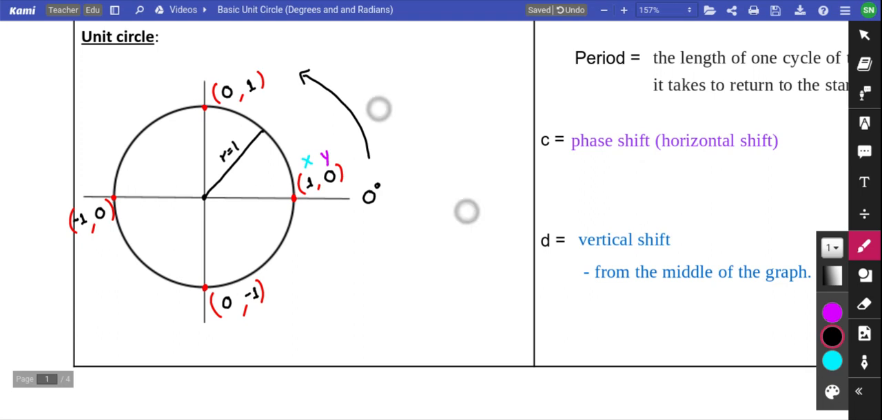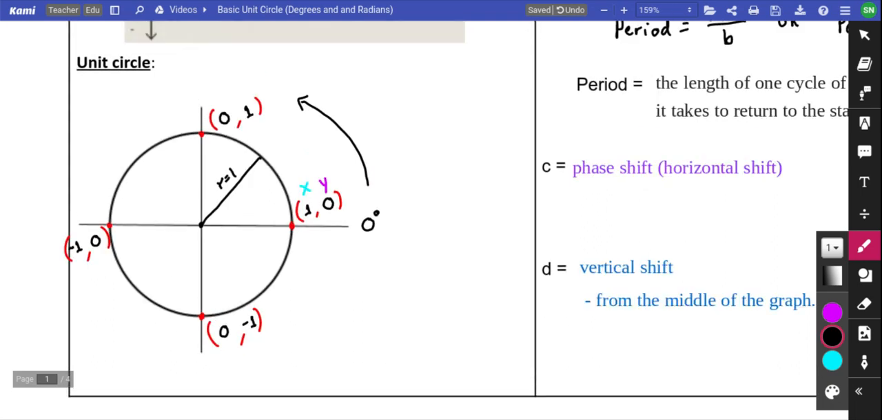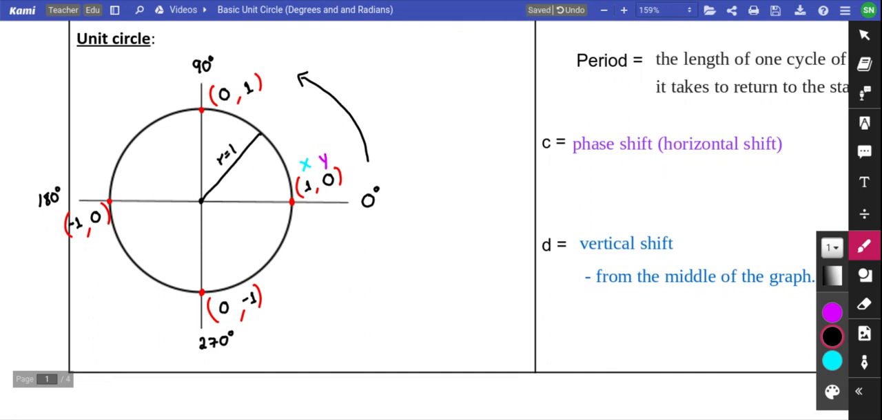So 0 plus 90 degrees. Then we add another 90, making this one on the left 180. Another 90 makes 270 degrees. And we do a full rotation when we add the final 90 to get 360 degrees. Of course, we can keep going, add another 90, making this 450, another 90, making the next one 540, and so on.